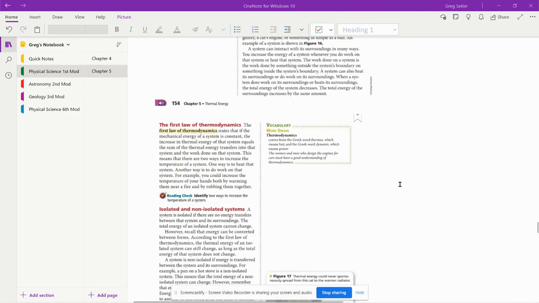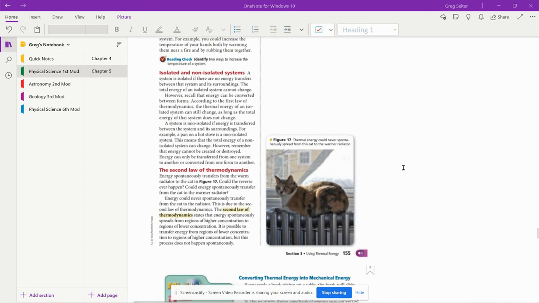And here's the first law of thermodynamics. It states that if the mechanical energy of a system is constant, the increase in thermal energy of that system equals the sum of the thermal energy transferred into that system and the work done on that system. And again, we'll look at it in the notes. I think it'll make more sense once we look at it in the notes.